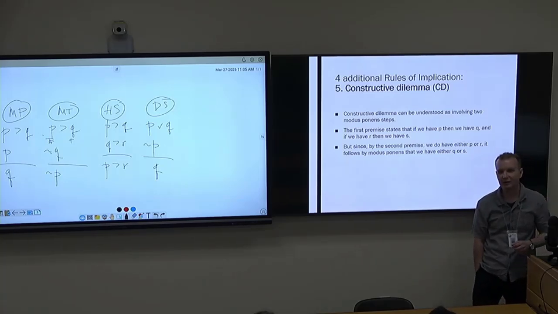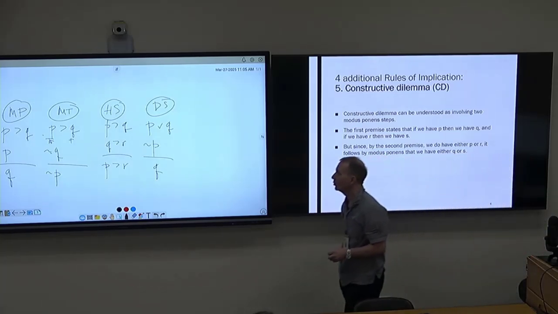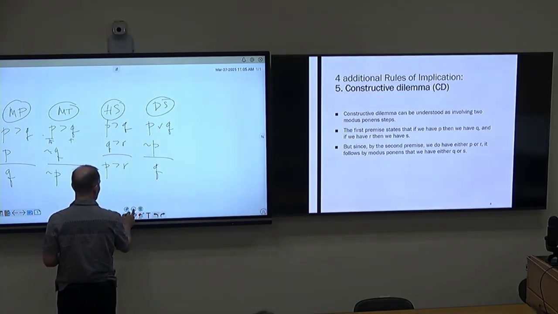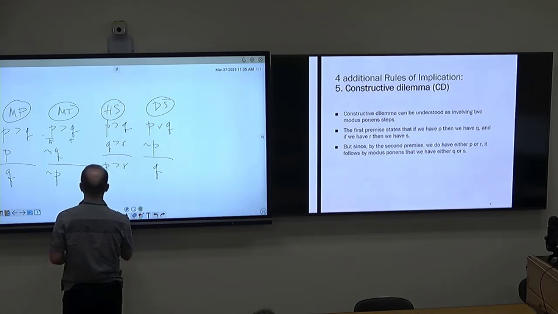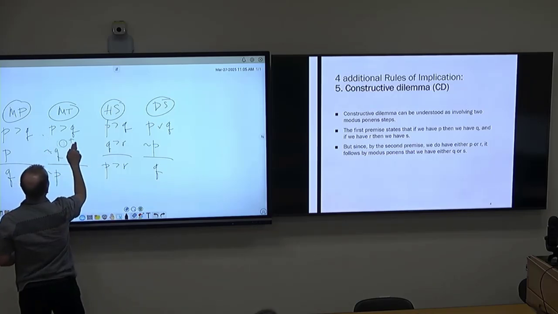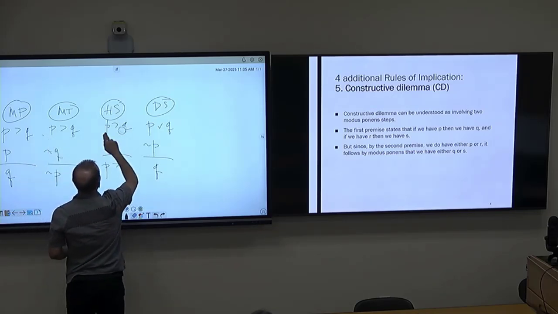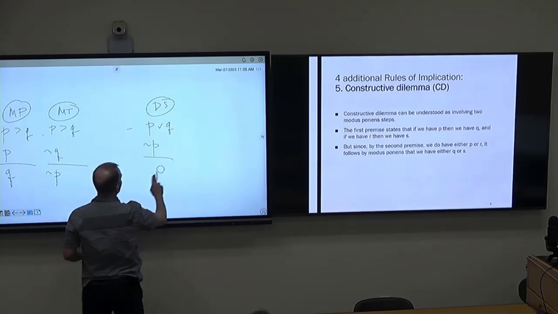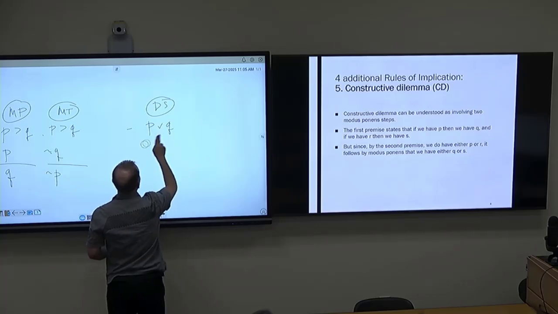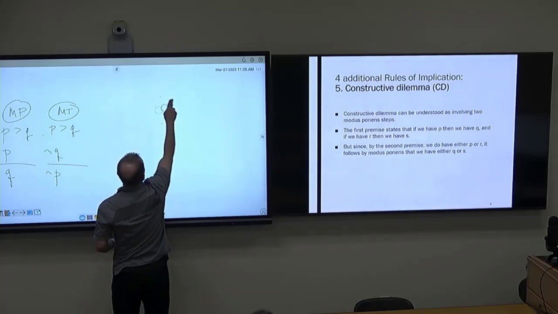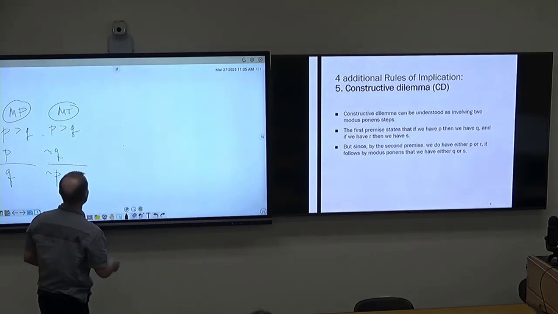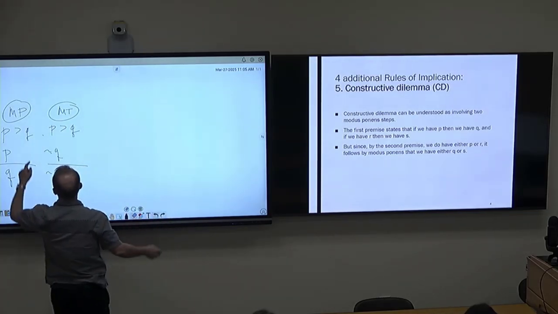Now, constructive dilemma. We will add four more rules today. One of them is constructive dilemma. Let's see what specifically we can figure out from even what we have already. Because before we even learn the constructive dilemma, I want you to just understand how it works. It's basically a combination of two modus ponens.